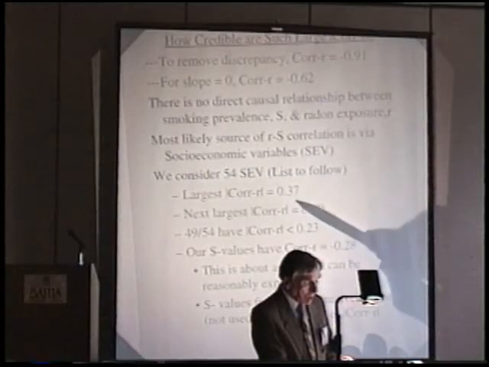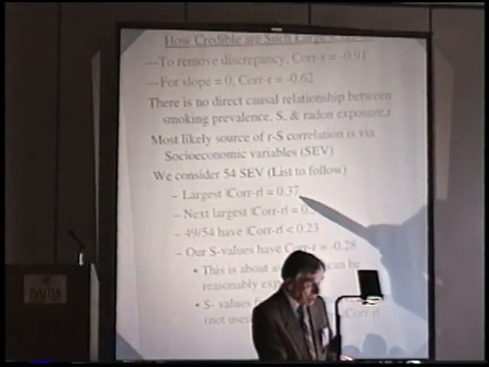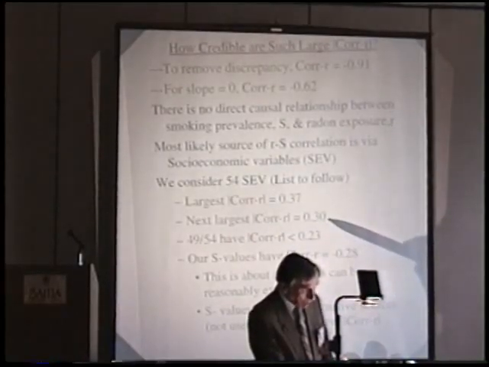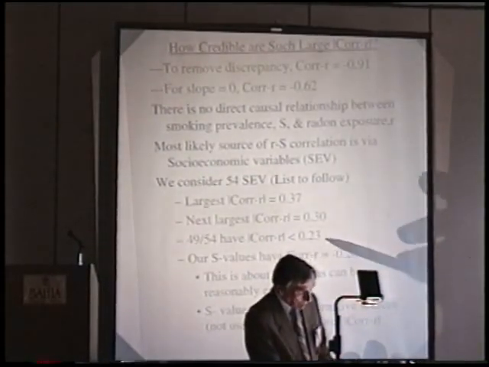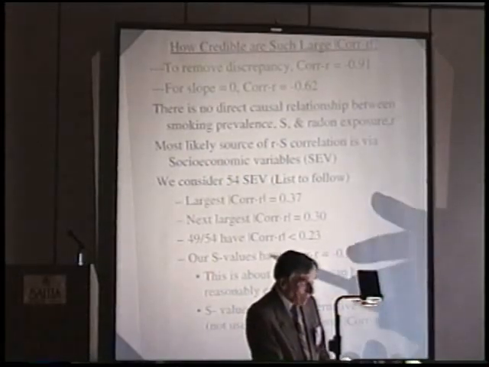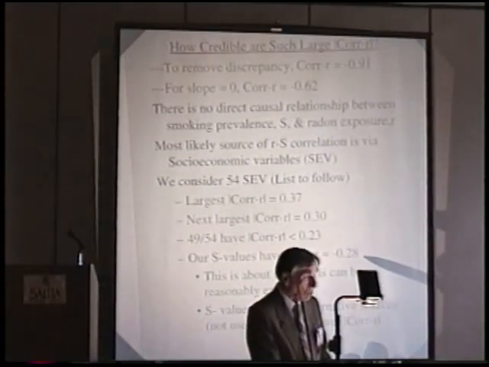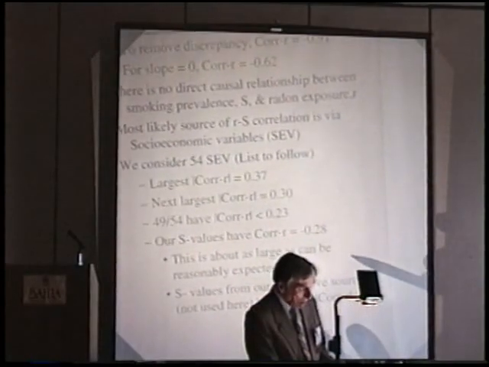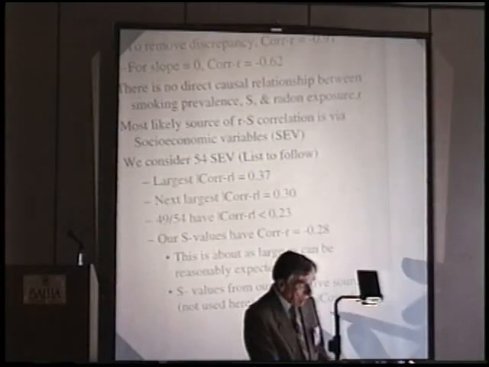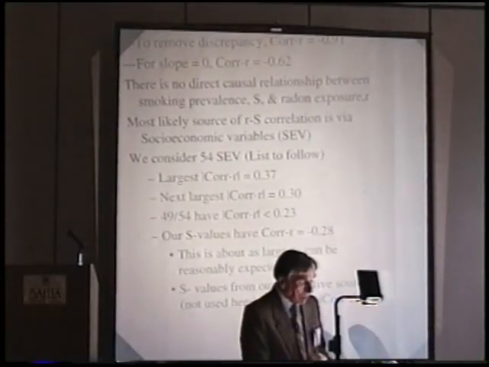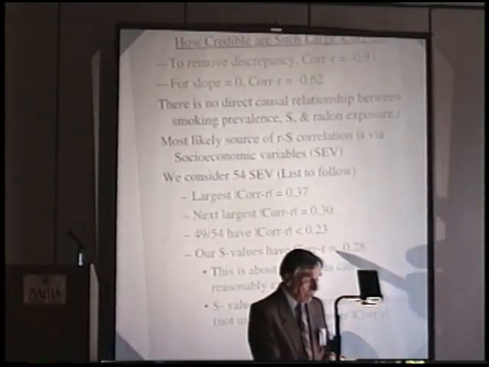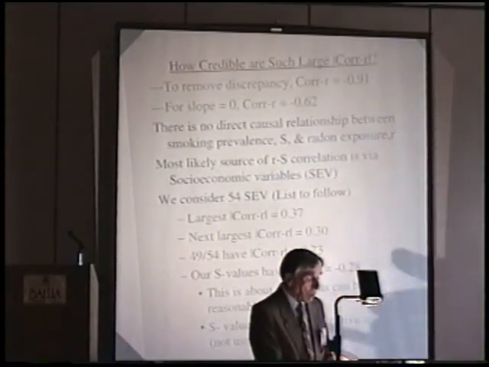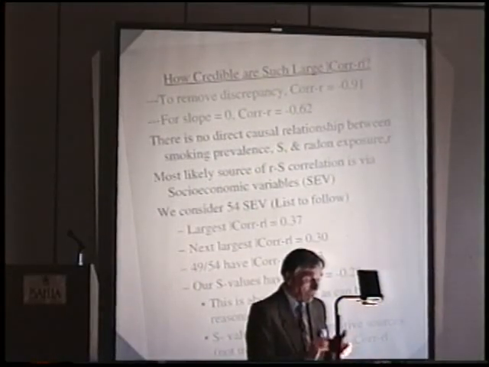Of all these 54, the largest correlation with radon was 0.37. Remember, we need 0.91 to explain the discrepancy. The next largest of the 54 was 0.30, and 49 of the 54 had less than 0.23. Now, the S values that we use actually had a correlation of minus 0.28. In other words, that's about as large a correlation as can be reasonably expected. And the S values from our alternative sources had even lower correlations with radon. So it seems to me that this correlation that's required here of 0.91 is just completely implausible, since socioeconomic variables don't correlate with radon.